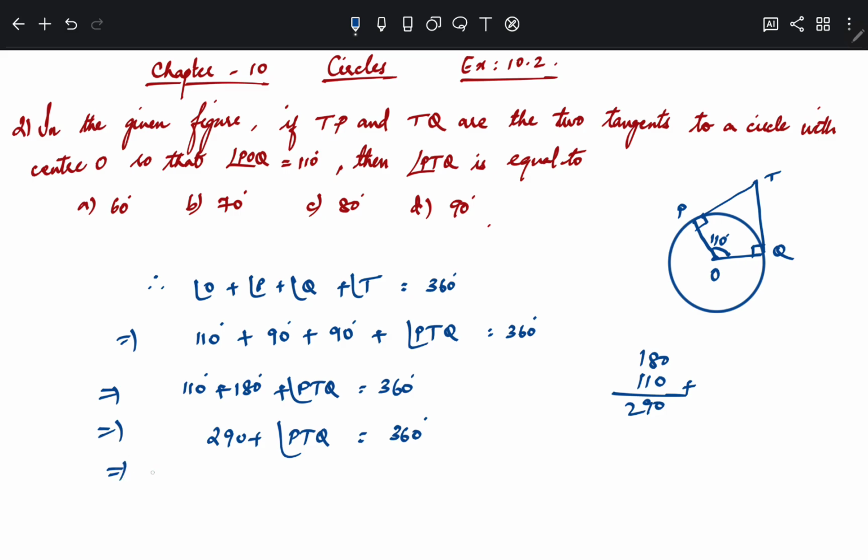Taking 290 to the opposite side, we get angle PTQ is equal to 360 minus 290. That is 70 degrees. Therefore, angle PTQ is 70 degrees.